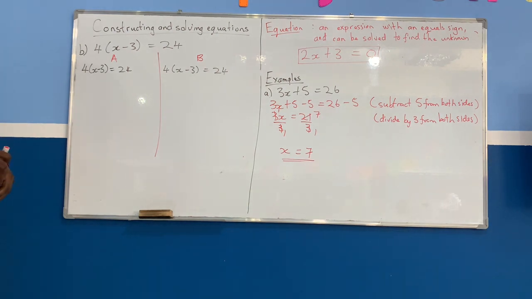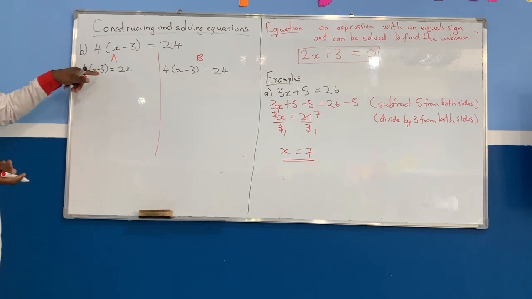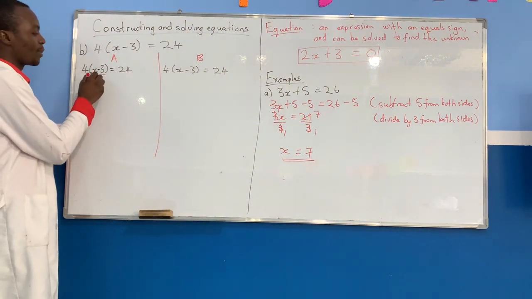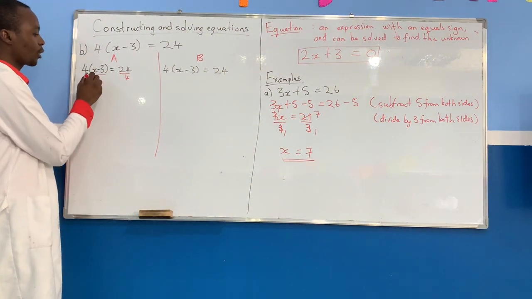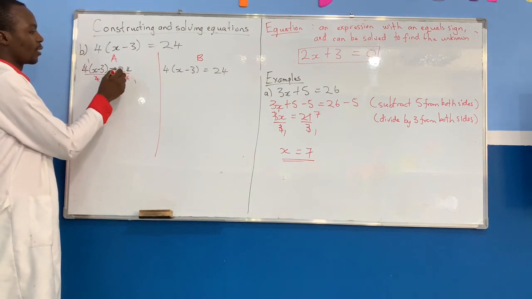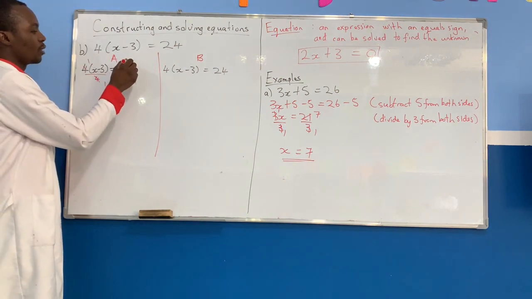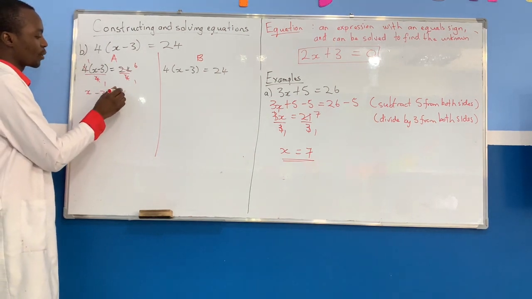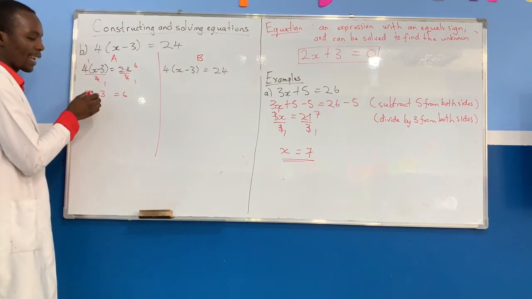Alright, so here the first method, method A, you can see here that both sides are multiples of 4. I have 4 on the one side and 24 on the other side. So 4 and 24 are multiples of 4. So I divide by 4 on both sides. 4 divided by 4, I get 1. 24 divided by 4, I get 6 there. So my simplified problem would be x minus 3 equals to 6, and now it's simple.